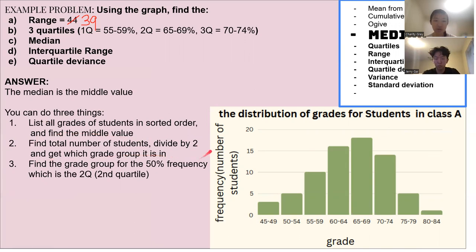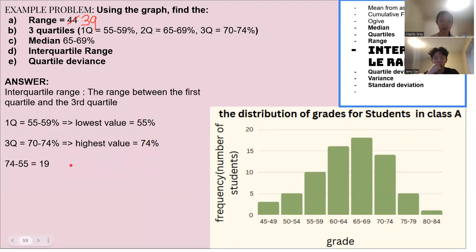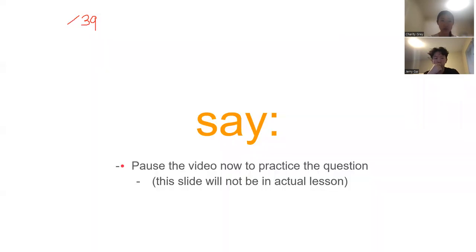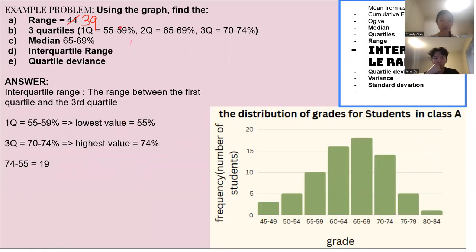Then we can find the total number of students and divide by 2 to get which grade group it is. We know that there are 72 students and we can divide by 2 to find the middle student. Or we can find the grade group for which the 50th percentile is in, which is the second quartile. We already solved for the second quartile, so we're not going to solve for it again. We're just going to put the second quartile bucket in here.